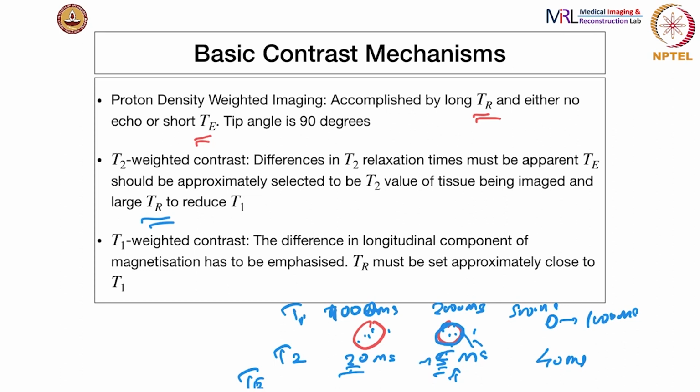Okay. T1 weighted contrast, same thing, where you make sure TR is set approximately close to T1. So in this case, if you want to measure this tissue, you set TR to 1000, which means that only that tissue would have recovered. So you will get a high signal from there. Okay, so that's the idea behind how you get different types of contrast.